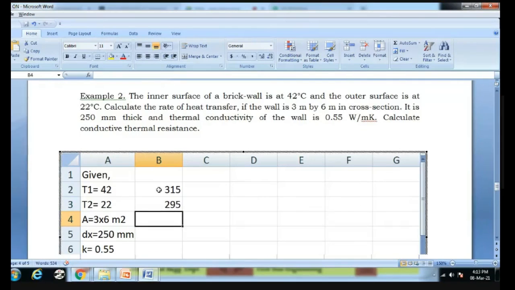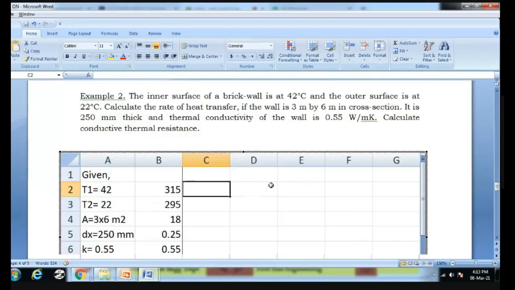And the area that you have is 3 into 6, 18 meters square. That is area. What about this? Dx is 250 mm. So how to convert mm into meter? 250 divided by 1000, 0.25. And then thermal conductivity is 0.55, the same value. Okay, this is about the given data.